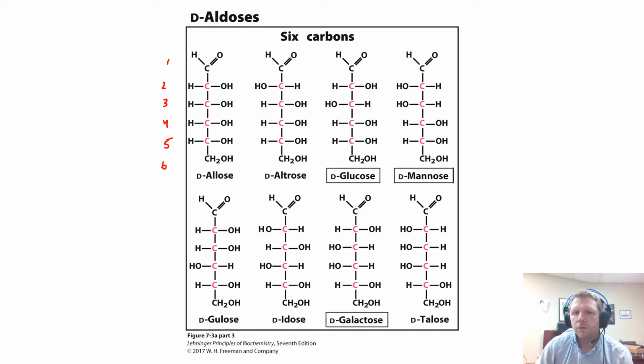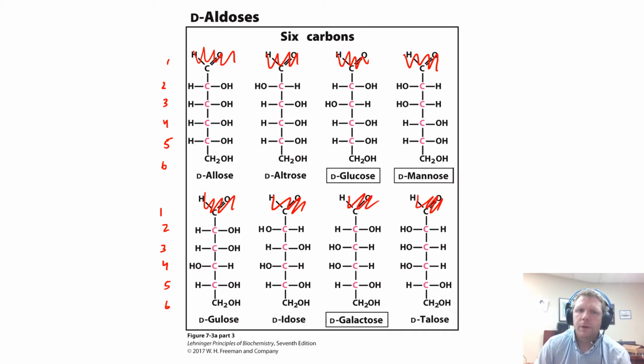And if you look at all of these different molecules, they have unique names. Now what I want to do is eliminate the carbons that we don't need to worry about. Carbon 1: they're all aldoses, so they're all going to have the exact same structure right there. Next up, carbon number 6. They're all going to look the exact same at the carbon number 6 position.